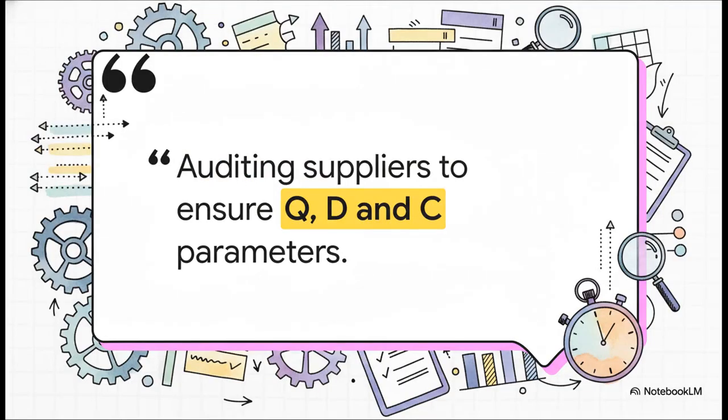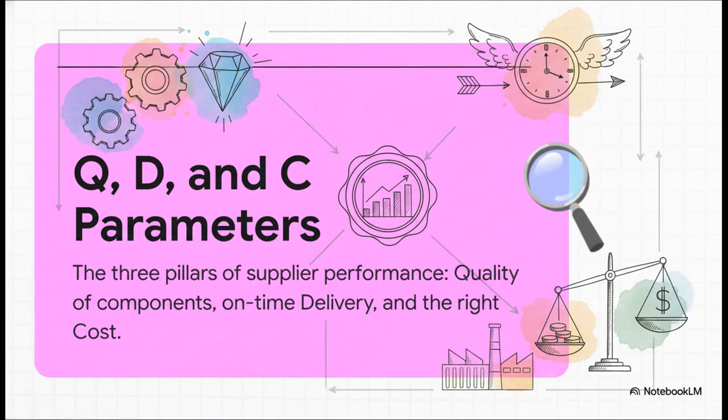And here we go, our first classic piece of industry jargon, Q, D, and C parameters. This might sound a little technical, but I promise you this is the absolute heart of the job. So, what in the world do these letters stand for? So Q, D, and C are pretty much the three pillars of whether a supplier is any good. It's all about quality, delivery, and cost.